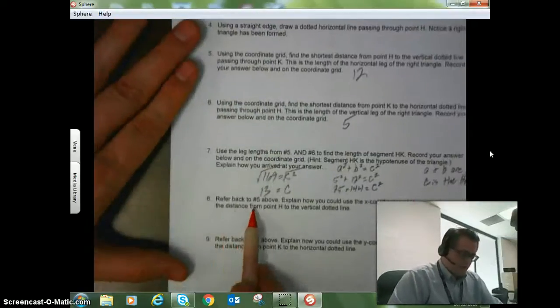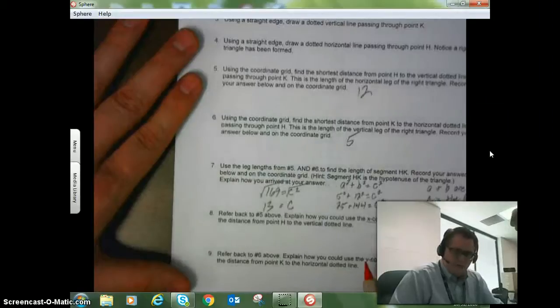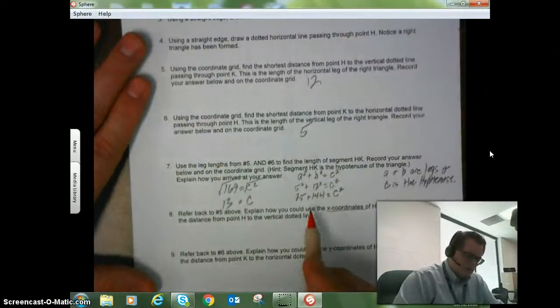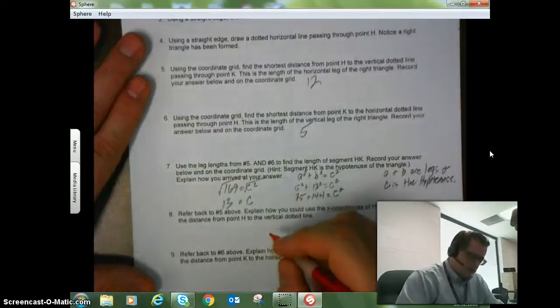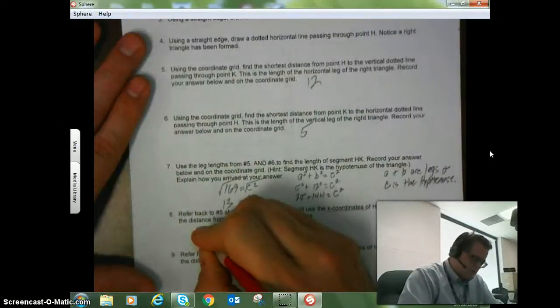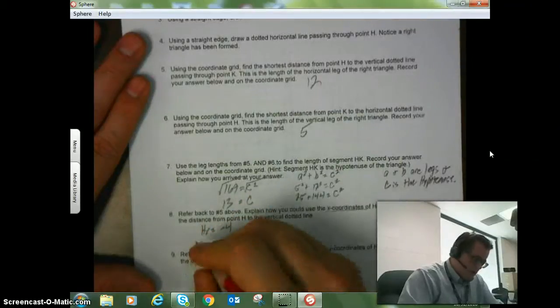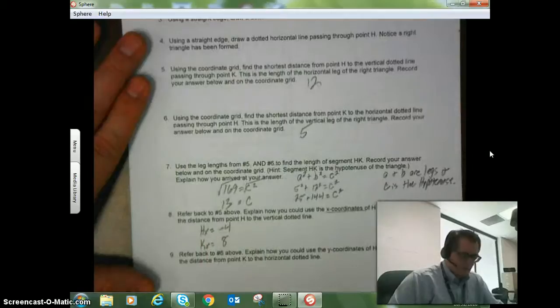We'll refer back to number 5. Okay, so number 5, we had a length of 12. How could we use the x-coordinates of point H and point K to get the 12 that we found before? Well, the x-coordinate of H is a negative 4, and the x-coordinate of K is a positive 8.